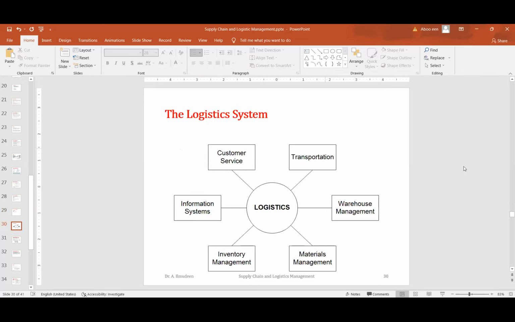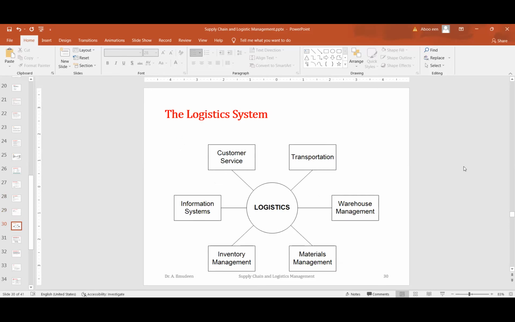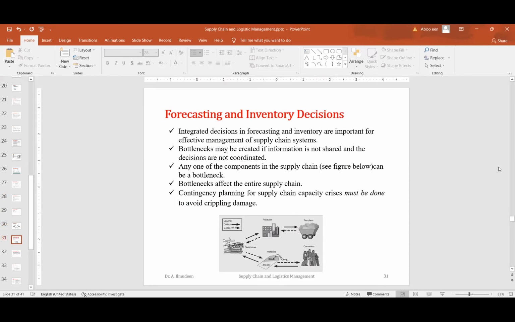Okay, in the previous slide, we looked at the components of a logistics system. We looked at various components, and now here you see the logistics system. There are transportation facilities, warehouse management facilities, material management facilities, inventory management facilities, information systems, and customer services. All the components are integrated with the logistics management system, so it can effectively function to support an organization. Okay.